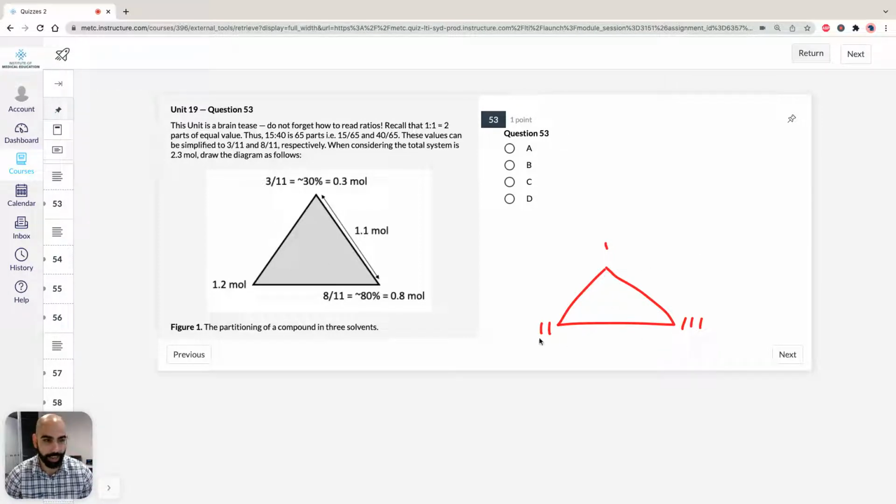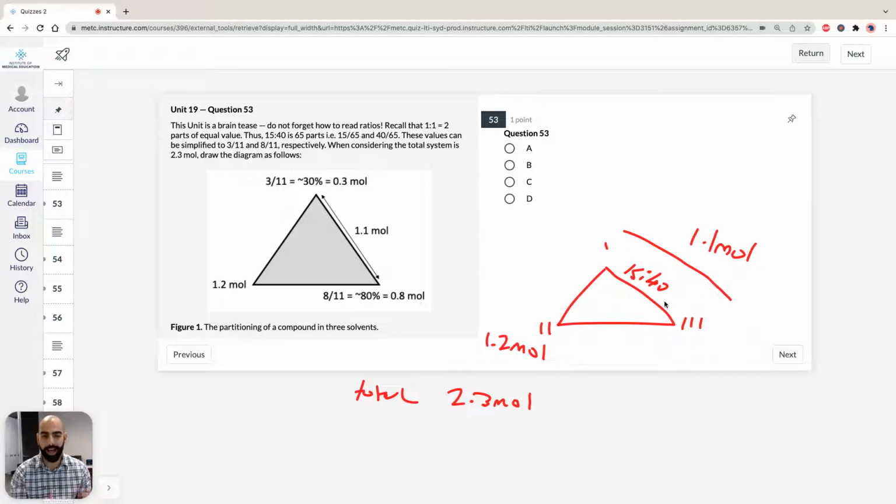So we're told that the amount of compound dissolved in solvent 2 is 1.2 mole. And we know that it says here the total compound dissolved in the system is 2.3 mole. So therefore, you can intuit straight away that from 1 and 3, there has to be a contribution of 1.1 mole. And we'd be given a ratio. So the ratio is 15 to 40. Once we figure out the ratio, we can figure out how much from 1 or 3 is contributing to this 1.1 mole, and then therefore how much is the percentage.